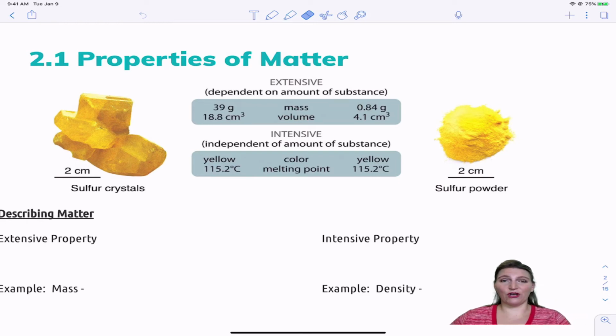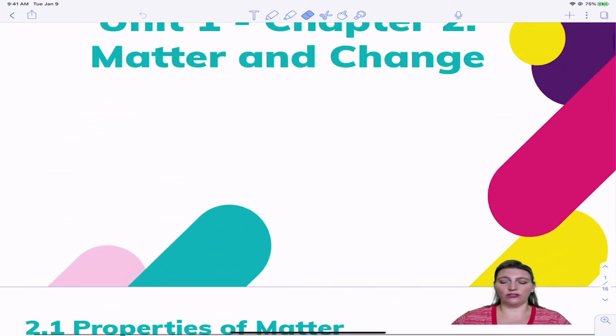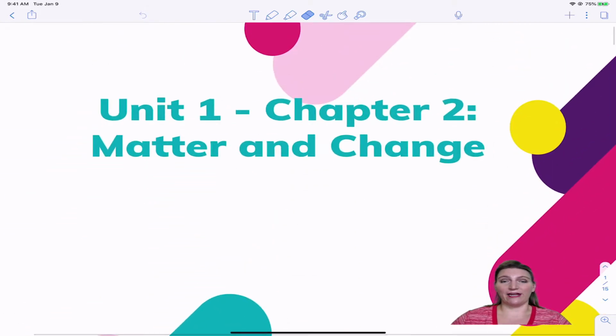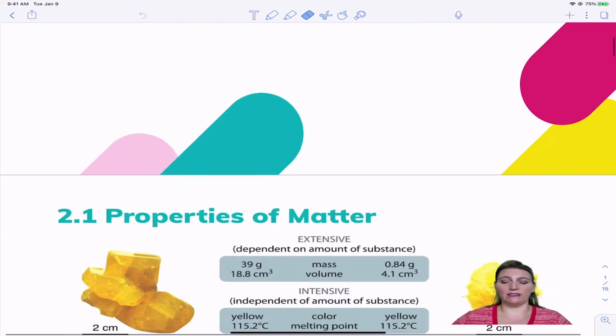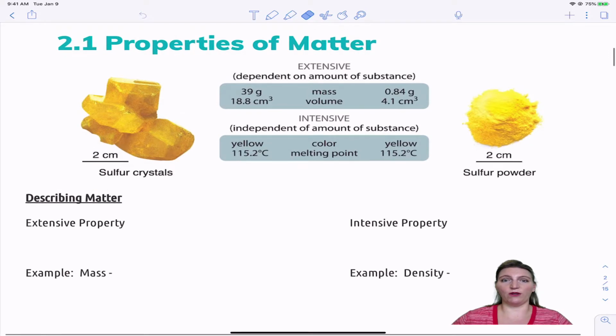Hey there. So we're going to start off chapter 2 in our textbook today. Chapter 2 is called Matter and Change, and it's a good introduction to just about everything that we're going to learn this year in chemistry. So we're going to do one section for about each video. And today we'll be focusing on 2.1, which is all about the different properties of matter.